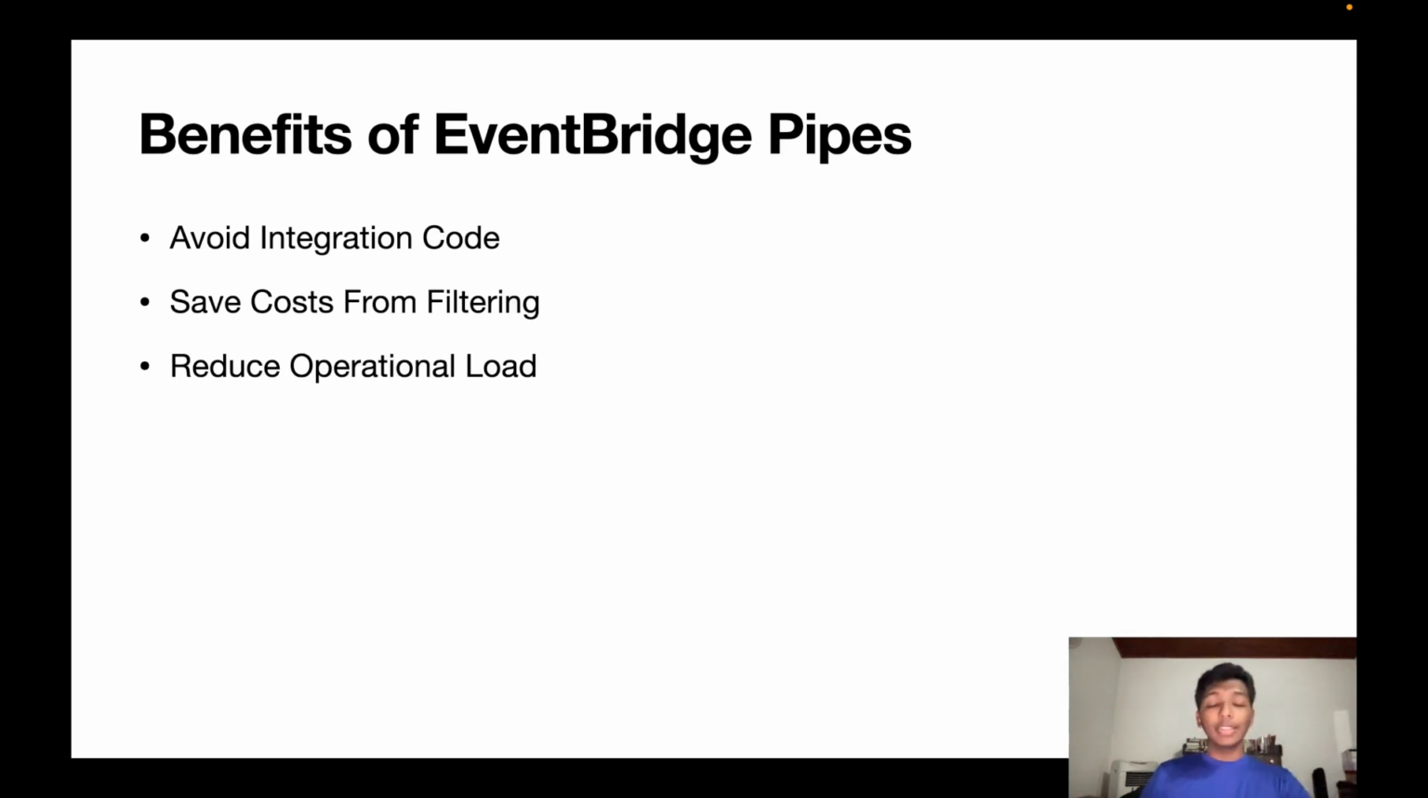Because of this, it brings about a lot of benefits. Some of the benefits I feel are that it saves a lot of integration code, because you don't have to worry about which parameters you want, what factors to consider, and the overall complexity of the code to integrate these two services is gone now. And because you filter and send only the data you want to the consumer or the target, you save costs from the target's perspective. For example, let's say in a Lambda function which takes in data from an API gateway.